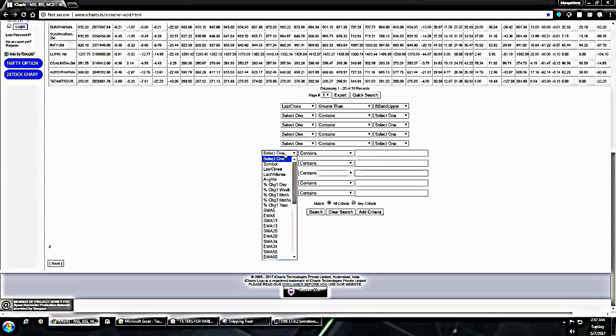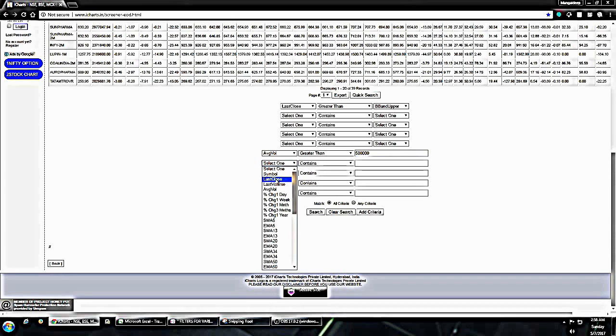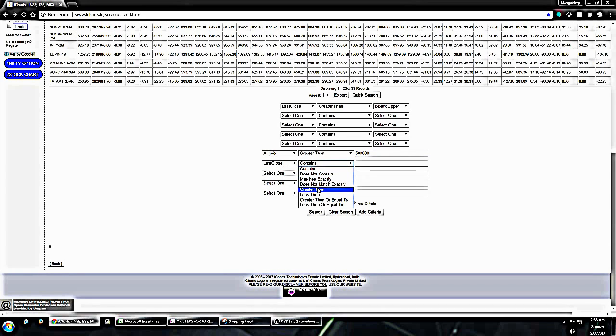Okay, average volume should be greater than 5 lakhs, and the last close should be greater than 100. Okay, so this is the filter when we are looking out for a shorting opportunity.